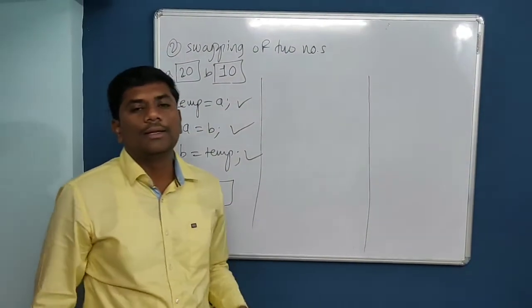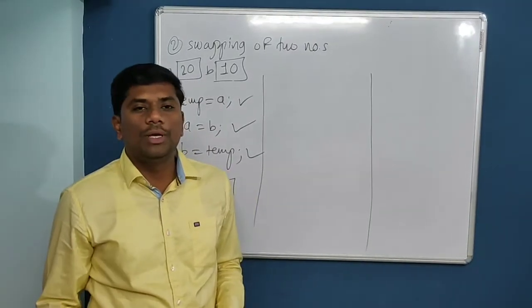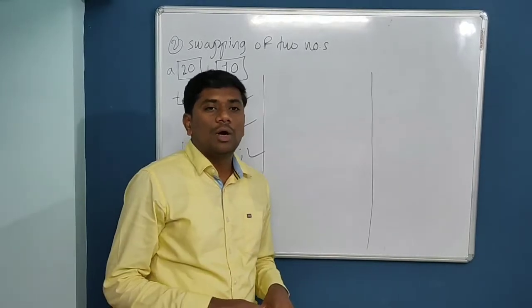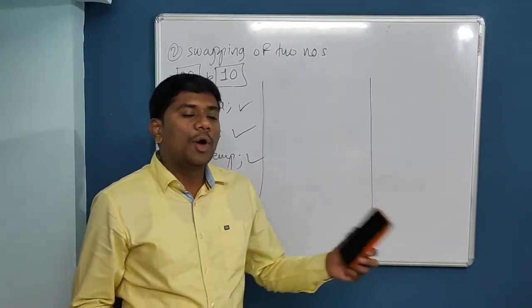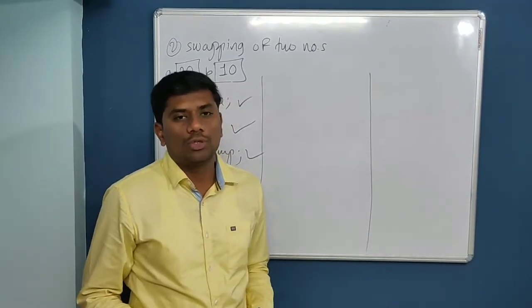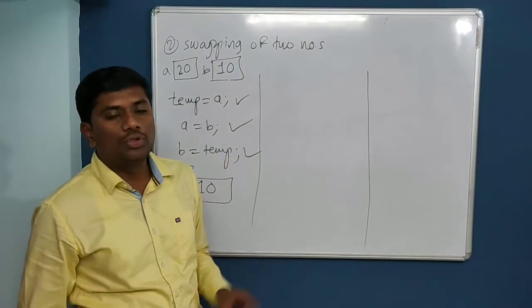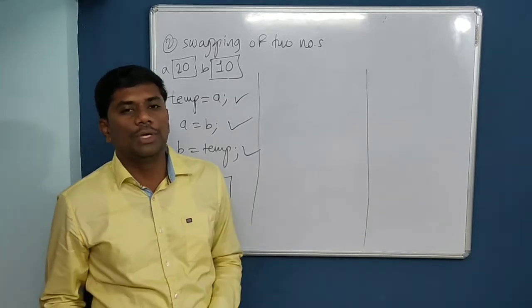Don't tell directly temp equal to A, A equal to B, B equal to temp. Otherwise he will ask, or he will consider that you have mugged up that particular logic. So you should know this demonstration. You should explain this demonstration to him.